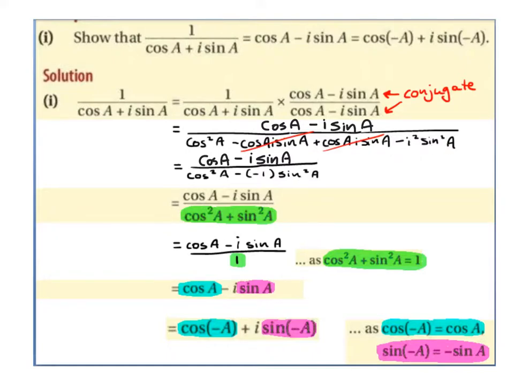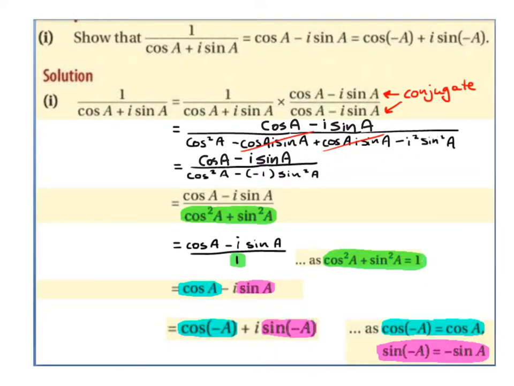Next we simplify. We bring down the cos A minus I sine A, that stays as our numerator. We bring down the cos squared A. The minus cos A I sine A and the plus cos A I sine A will cancel. The minus I squared becomes minus minus 1, and we bring down the sine squared A.